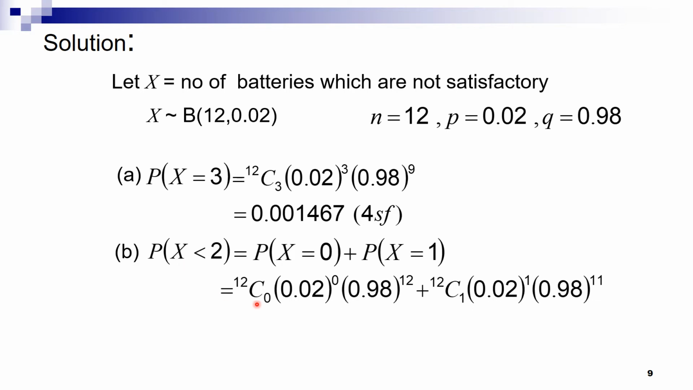So again, you substitute into the formula. Okay, so you have 0.9769, you round off to 4 significant figures. Okay, now we look at the next example.